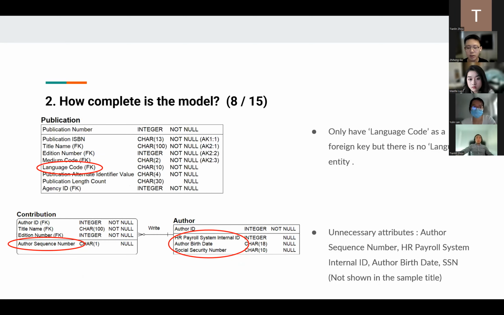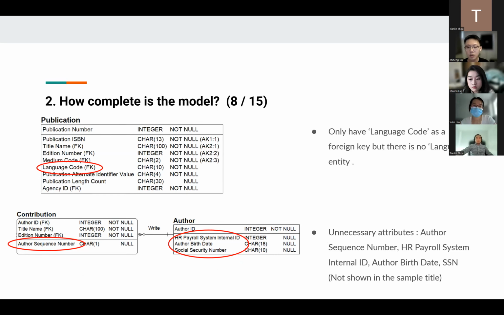The second category is completeness. Although no attributes are missing in the model, there are two main problems in this category. The first important problem is that we cannot find the entity that shows the language information, while there is an attribute language code as a foreign key in the publication entity.